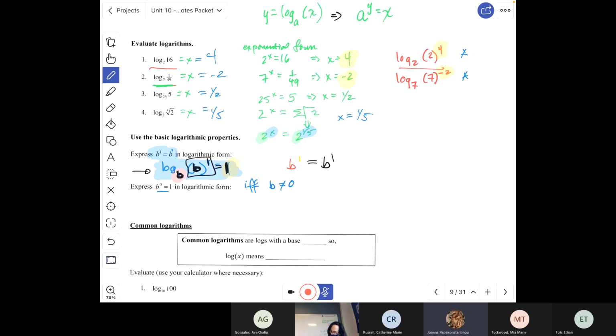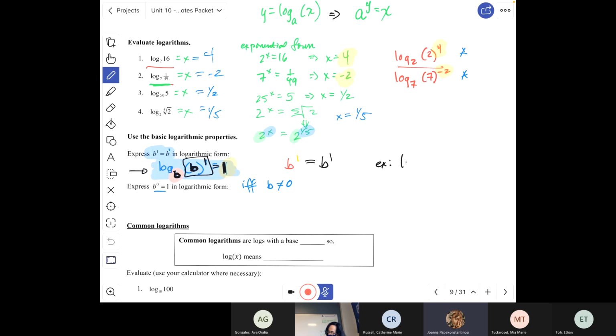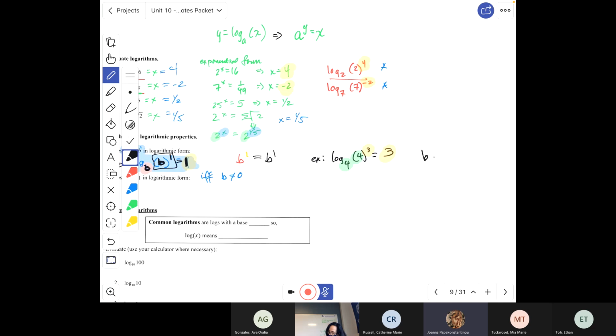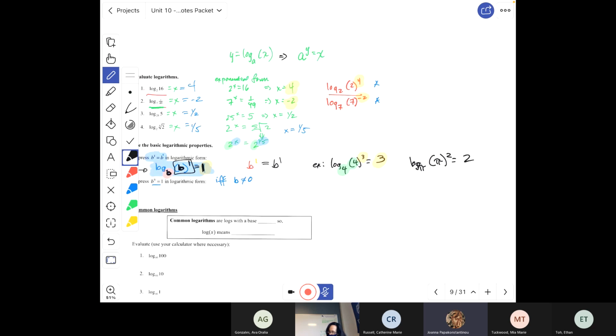So what does that mean? Let's look at a few examples. For example, if I have log base 4 of 4 cubed, what does that equal? It equals 3. Why? Because the base of the logarithm equals the base of the argument, so your answer is just the exponent. Does that make sense? Okay. What if I give you this? What does this equal? What if I give you this?